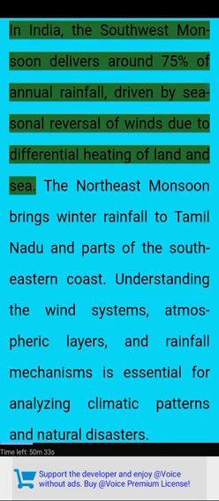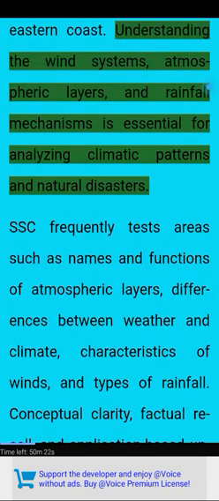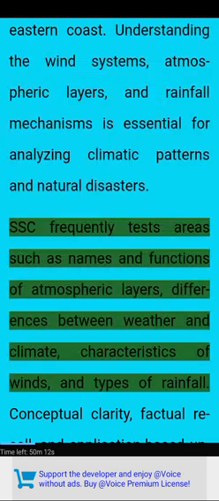In India, the southwest monsoon delivers around 75% of annual rainfall, driven by seasonal reversal of winds due to differential heating of land and sea. The northeast monsoon brings winter rainfall to Tamil Nadu and parts of the southeastern coast. Understanding the wind systems, atmospheric layers, and rainfall mechanisms is essential for analyzing climatic patterns and natural disasters.